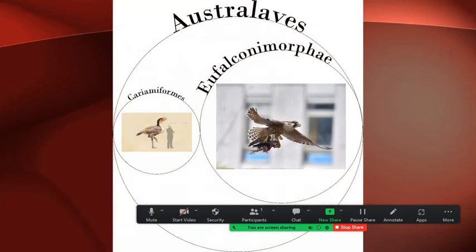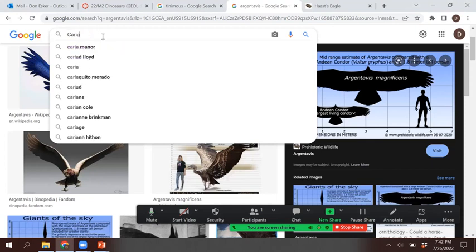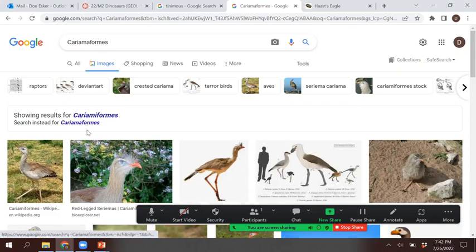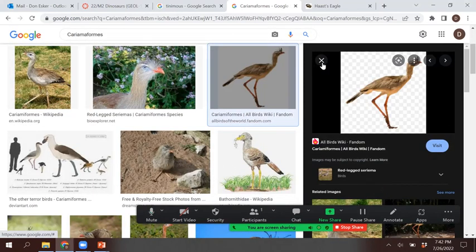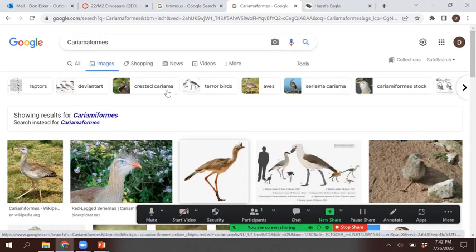We have two major groups of Australavians. One of them is quite a small group consisting of just a few surviving species, the Cariamiformes. Cariamiformes include some South American birds. Let's see if I can find a good picture of one. Seriemas fit into this category. That's a pretty good picture of a seriema. Oh, it's tiny. Never mind. Let me get a bigger picture of a seriema. Some of them are pretty cute.